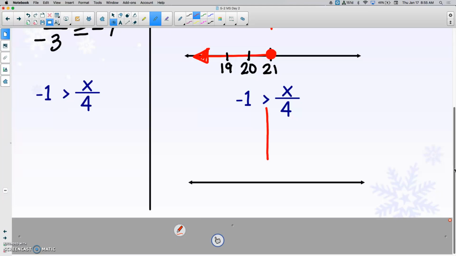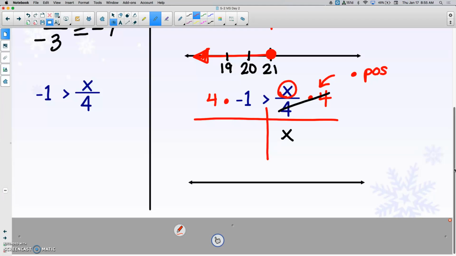Our next example, x is being divided by 4, so I'm multiplying by 4, which is a positive, so I'm not flipping my symbol around. Multiply by 4. Keep my symbol. 4 times negative 1 is negative 4.